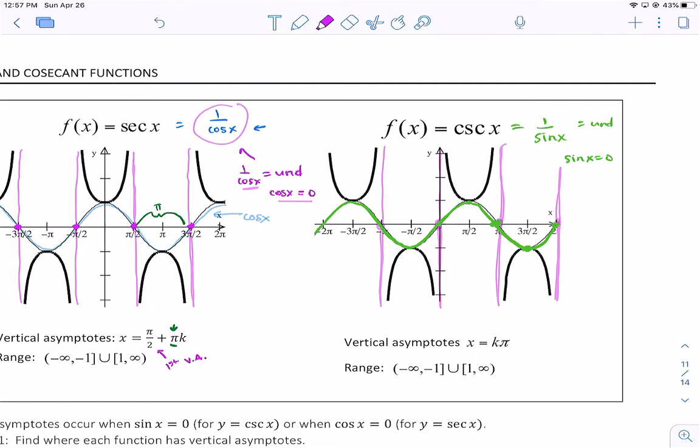Negative pi, another vertical asymptote. Negative 2 pi, another vertical asymptote. So again, a vertical asymptote occurs every time the denominator equals 0. And since the denominator is sine, we just take those x-intercepts.